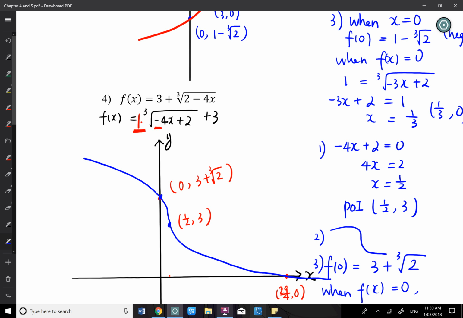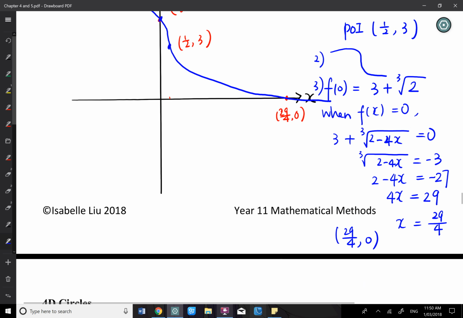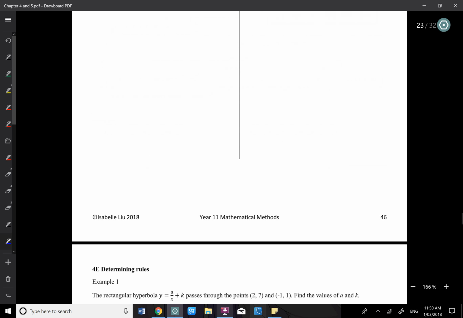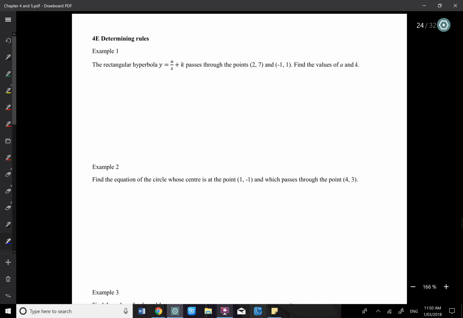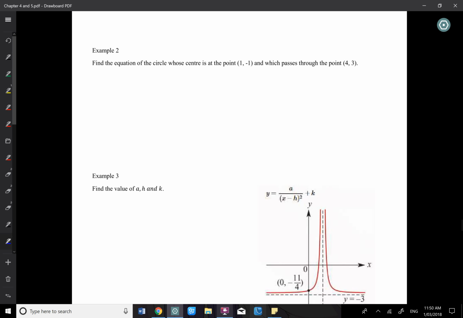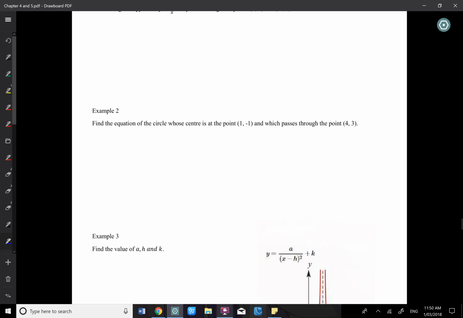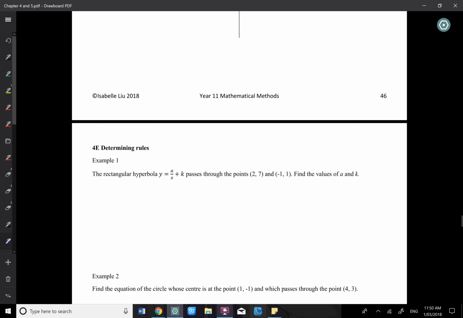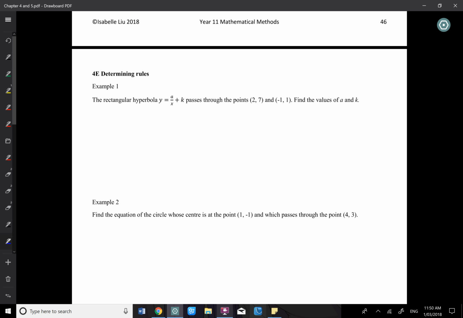Any questions on those two graphs? Okay, if you don't have any questions, you can work on your homework. Tomorrow I will finish the circle and semicircle. Hopefully I can include some of this example here.